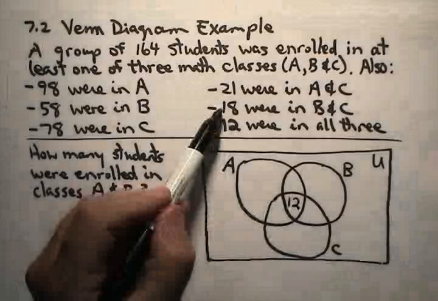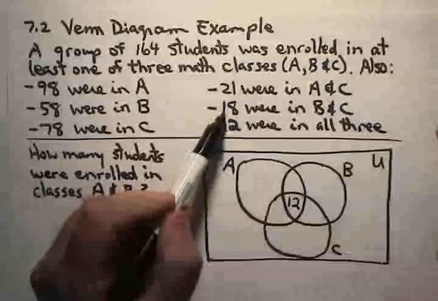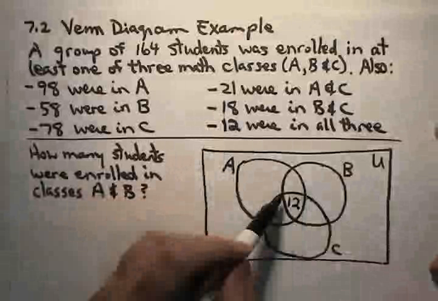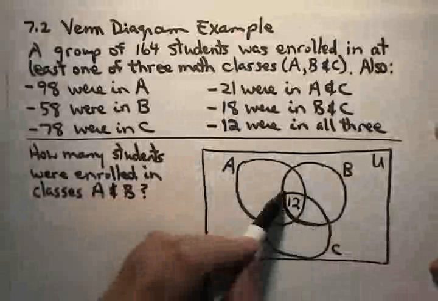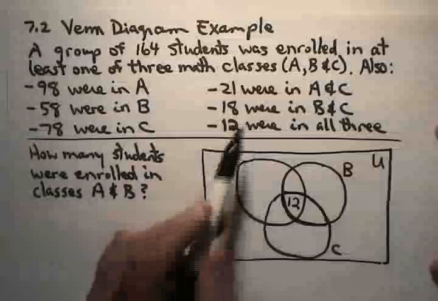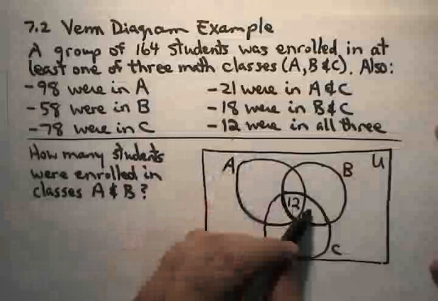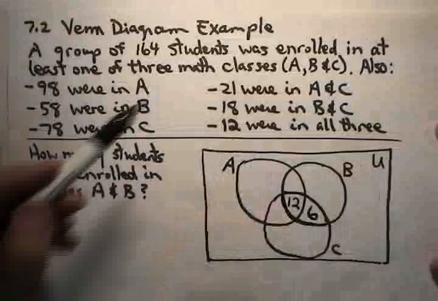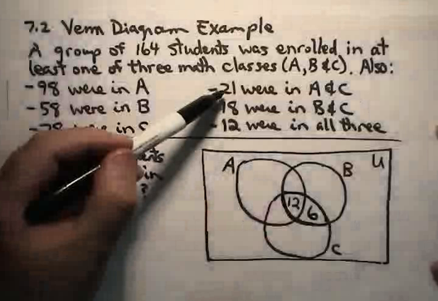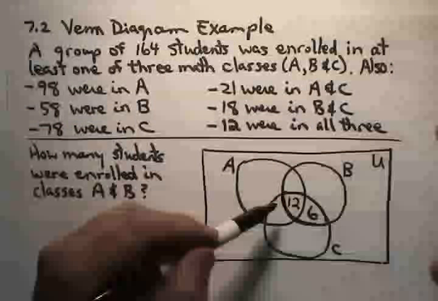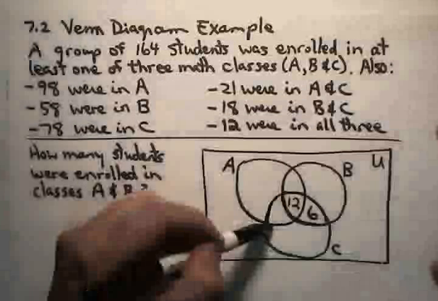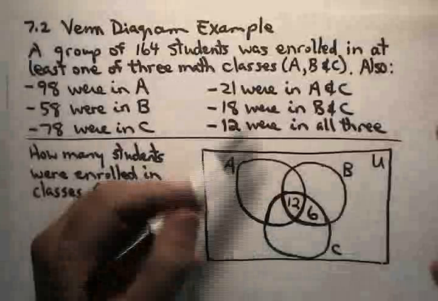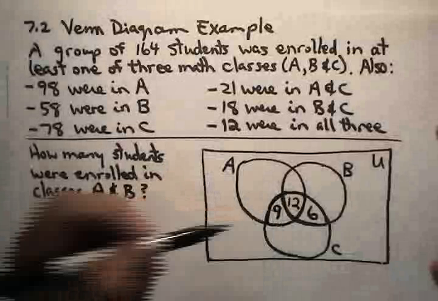Looking back at the other information, we also know that 18 were in B and C. The students enrolled in B and C are in this football-shaped region here. If there were 18 of them, and we've already accounted for 12, that must mean there were 6 more here. We know that 21 students were in A and C. A and C is this football-shaped region here. We've already accounted for 12, so that means 9 would be here.